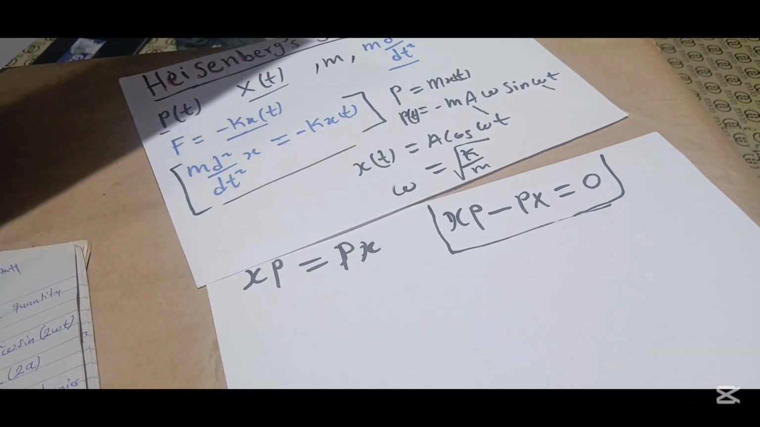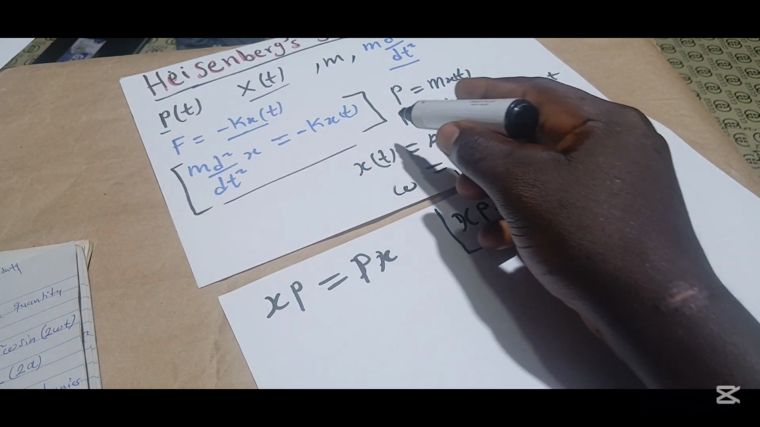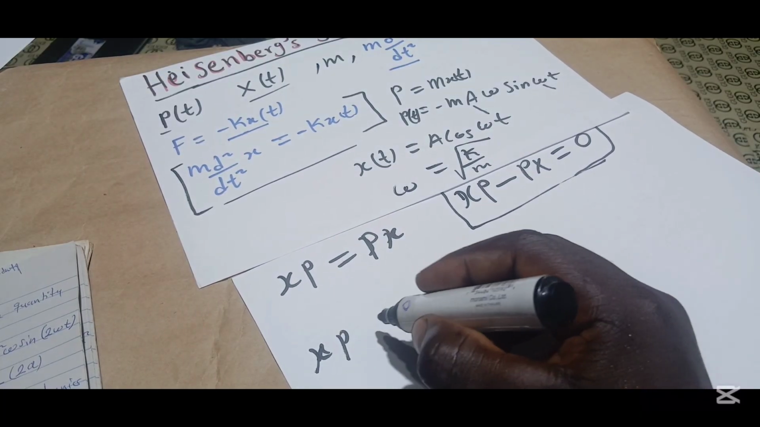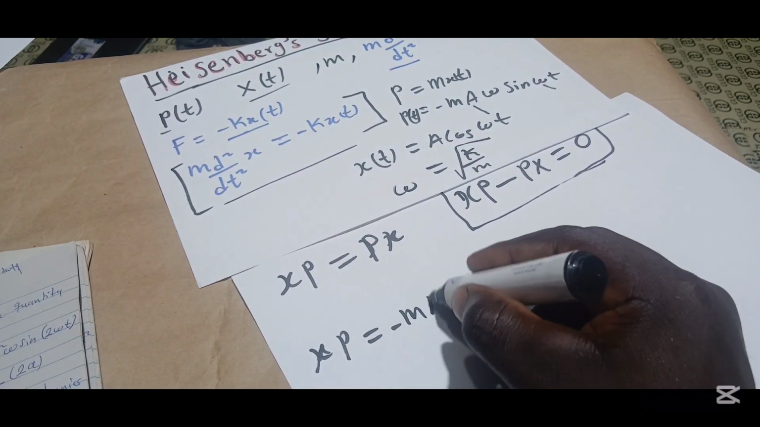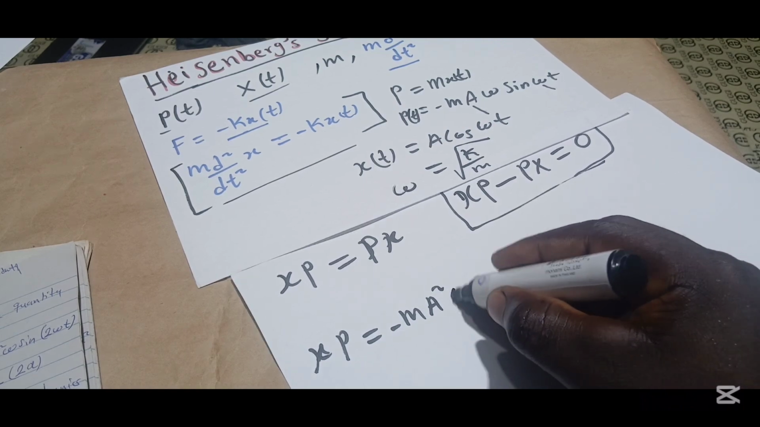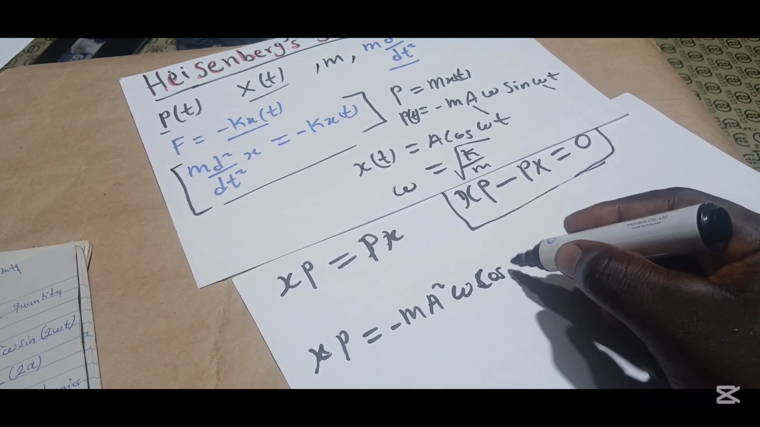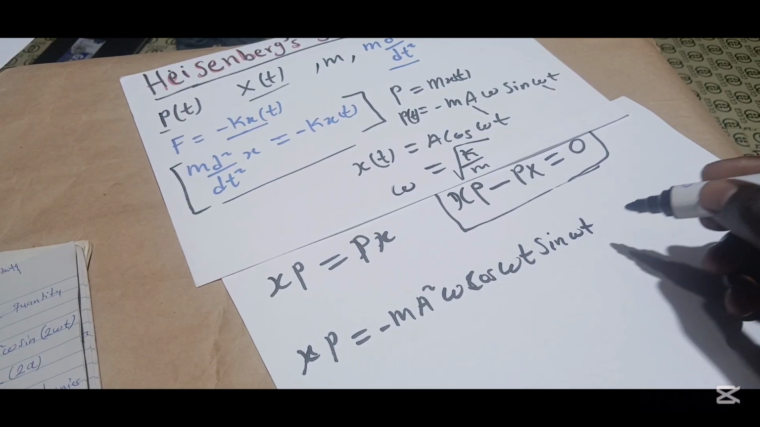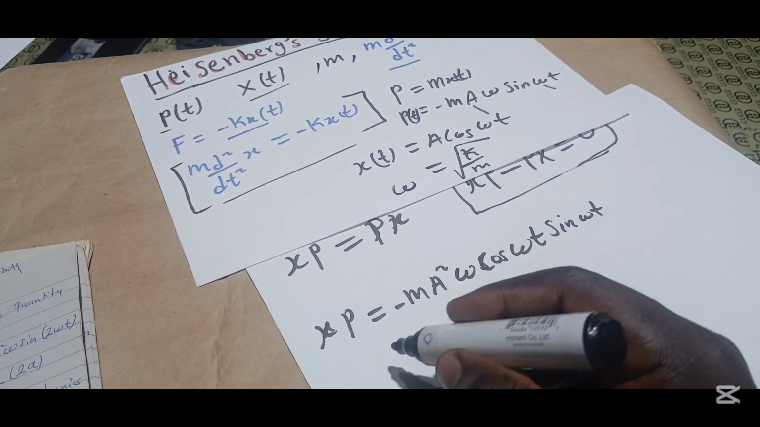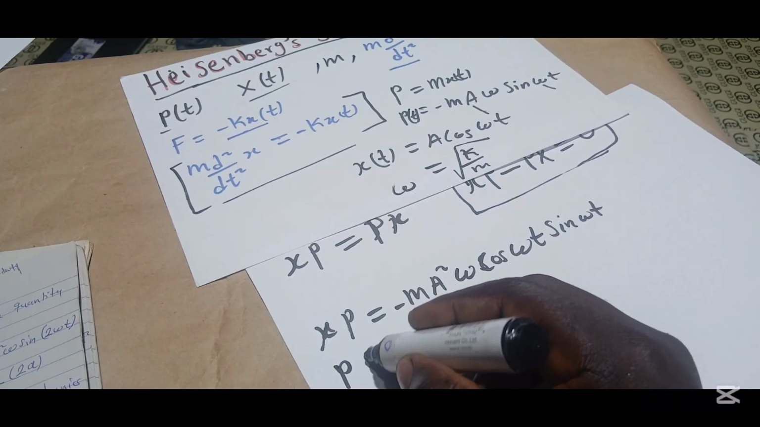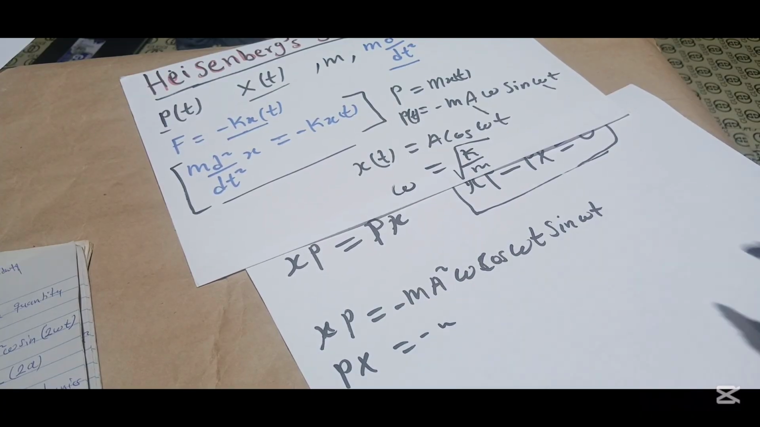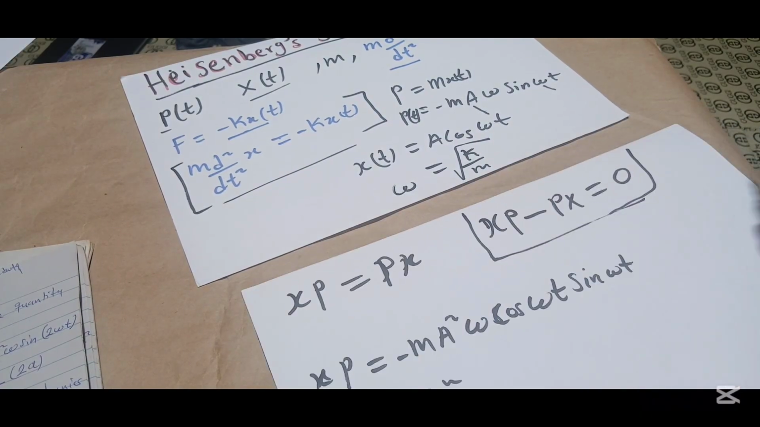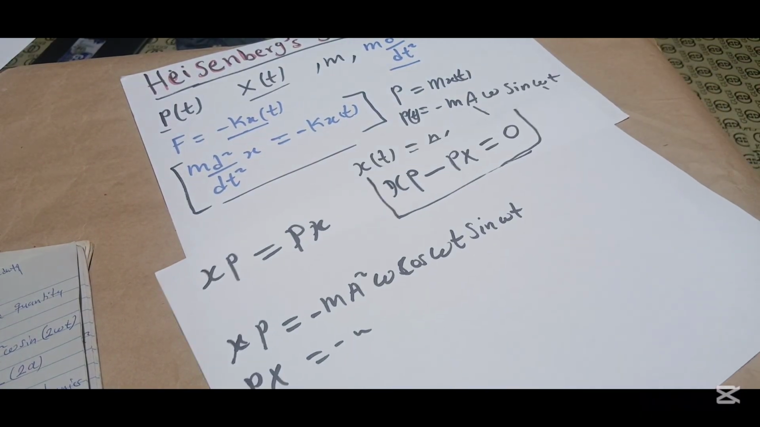Well, if we multiply x by p right here, the relation we are going to get is minus m a squared omega cos omega t sine omega t. The same thing, if we multiply p by x, we are going to get the same thing, which means the difference between xp and px will give us 0, which means they do commute, so we can measure them simultaneously in classical physics.